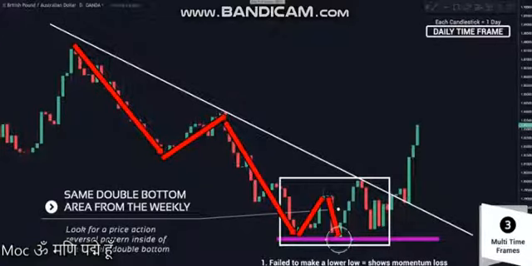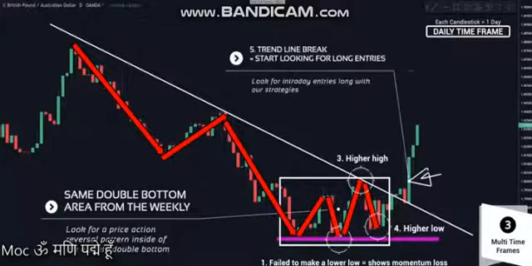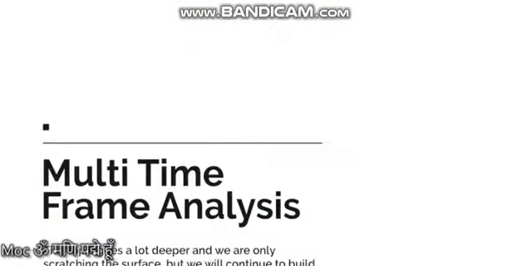So you have a double bottom inside of a double bottom. And then a higher high, which is the first sign of a possible trend change. You then had another higher low, which is another trend change signal. After you had your trend line break, you would then look for breakout entries through the intraday and lower time frames. So this topic of using multi-timeframes and timeframe confluence gets even deeper and would take too long to completely explain in one video, but we will continue to build on it in future videos.